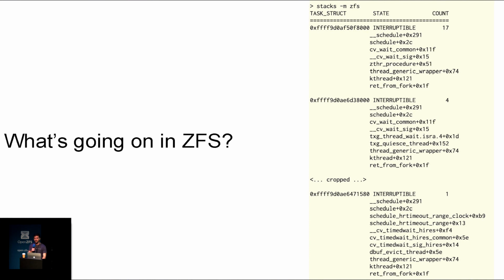So we say stacks -m zfs. Basically, this says, show me all the stacks related to the ZFS module. So here we can see, okay, 17 threads are zthrs waiting for something. We have 4 quiescing threads. We also have at the very end, let's say, the dbuf evict thread doing something.